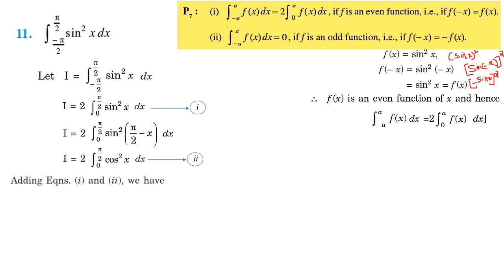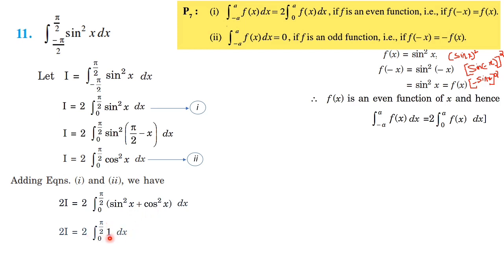Now what we can do, add equation number 1 and 2. I plus I will be getting as 2I. Here 2 is common, take it out. 0 to pi by 2, sine square x plus cos square x dx. Sine square x plus cos square x, we know that is 1. So 2I is equal to 2 into integral 0 to pi by 2 of 1 dx.